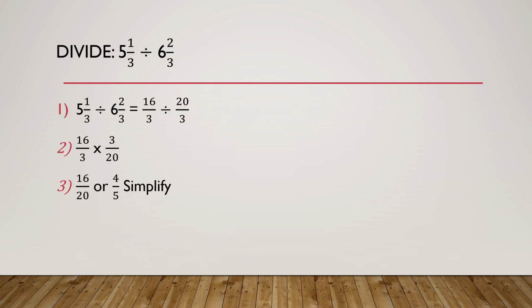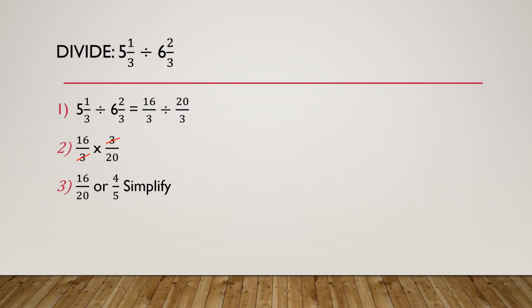Next, we have another mixed number. So we have 5 and 1/3 divided by 6 and 2/3. Okay, so we change them into improper fractions. So 3 times 5 is 15 plus 1, 16 over 3. 3 times 6 is 18 plus 2, 20. And then get the reciprocal. That's why we get here, so cancel natin yung 3. Ang natira ay 16 over 20.